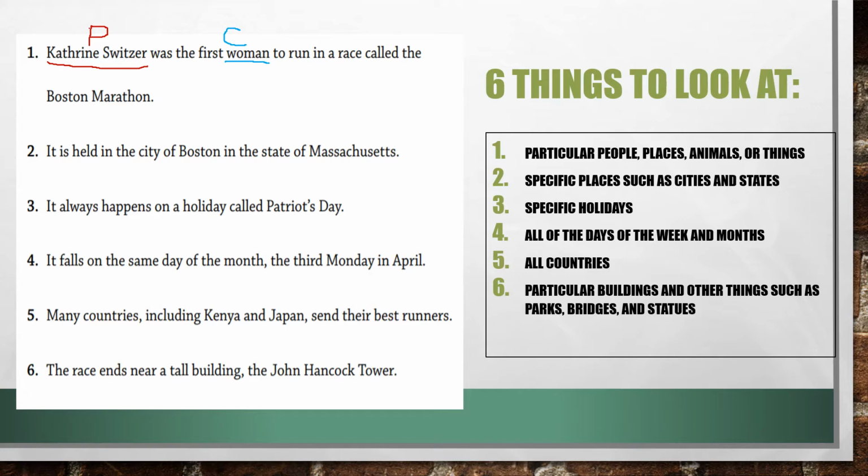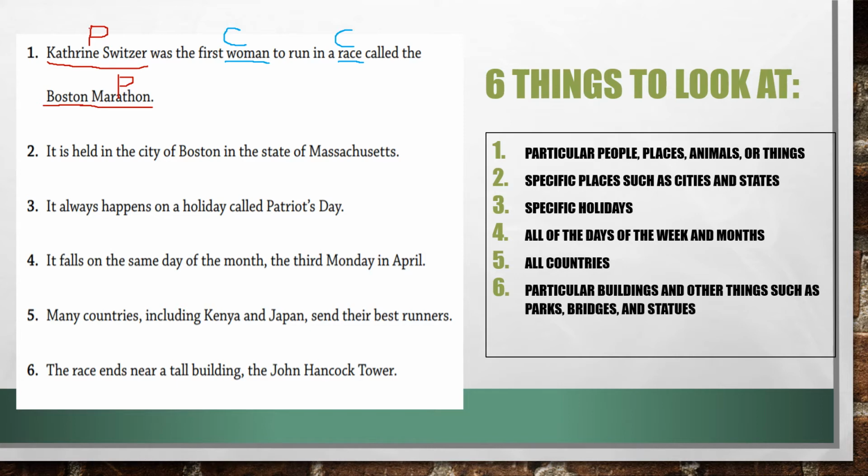Now, if I look at a race, it's a thing that we do. It's common. It's not particular. It's just what we call a race. But if I call this race the Boston Marathon, that is the particular special name for that race. And so that's why Boston Marathon is considered a proper noun, and it is also capitalized. Number 1 says particular people, places, animals, or things are capitalized and are considered proper nouns.